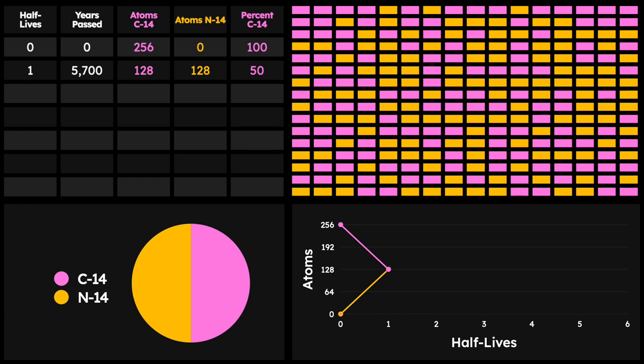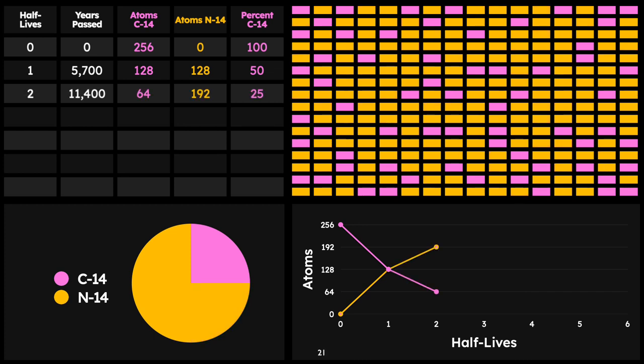In the bottom right, you can see that at this moment, the pink line has dropped from 256 to 128, and the yellow line has grown from 0 to 128, and the two lines actually meet at this point. And this is the only time in the decay process when you will have equal amounts of the parent and the daughter. And of course, you can see that as well in the pie chart. But let's keep the process going.